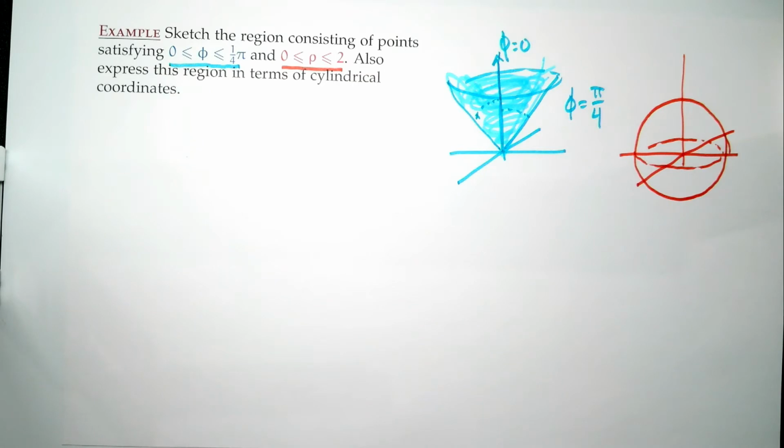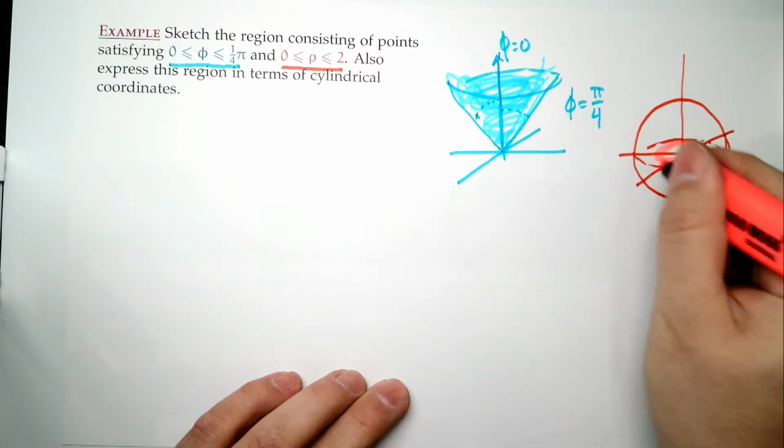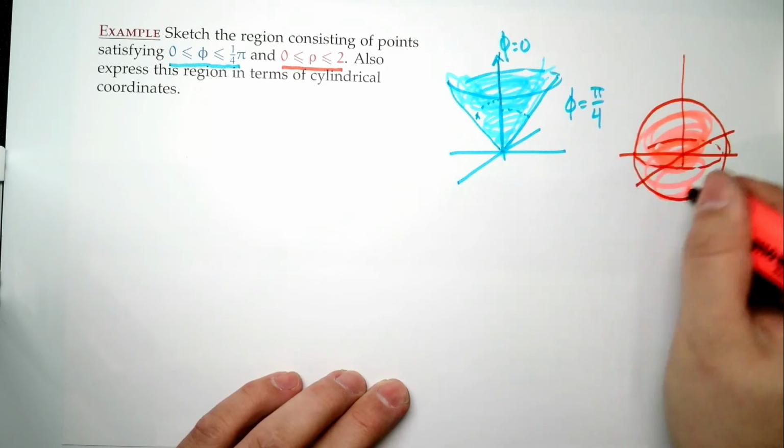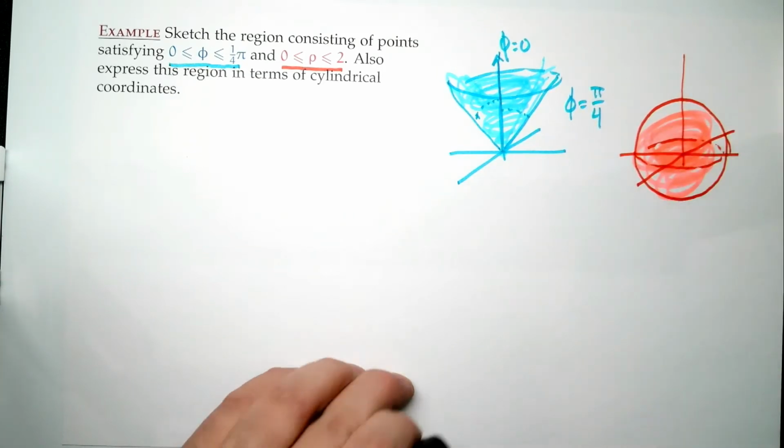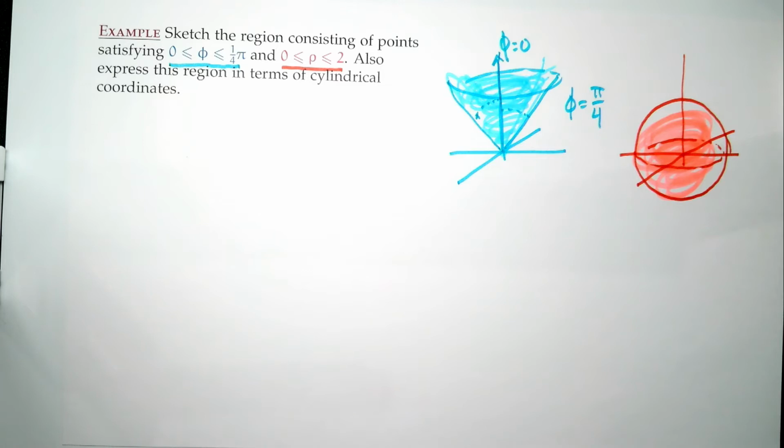So if I want to have all the points where 0 ≤ ρ ≤ 2, what am I including? What are my points that I want to include? Yeah, everything that's inside the sphere. So my points that satisfy 0 ≤ ρ ≤ 2 is that sphere.